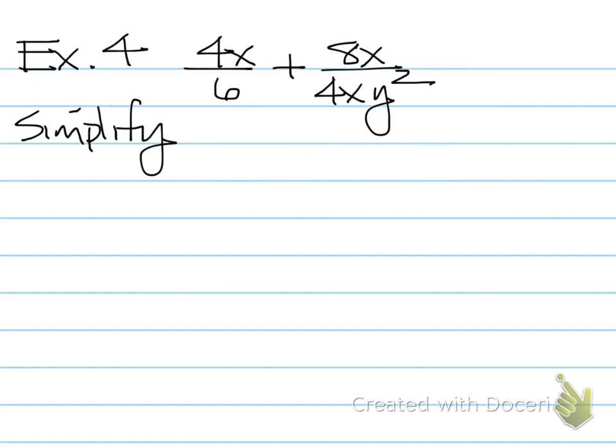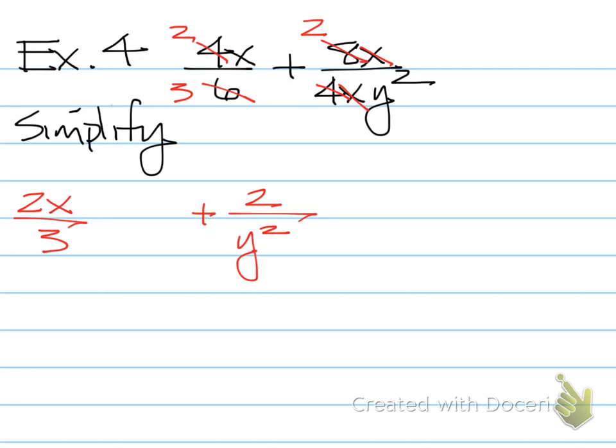All right, now we want to simplify this expression. First thing we're going to do is cancel. We're going to simplify each one of the fractions before we add the two terms. So we can cancel the 4 and the 6. The x's cancel in that second fraction. 2 goes into 4 twice. 2 goes into 6 3 times. And then in that second fraction, 4 goes into 8 twice. 4 goes into 4 one time.